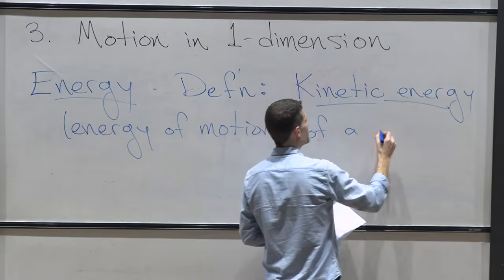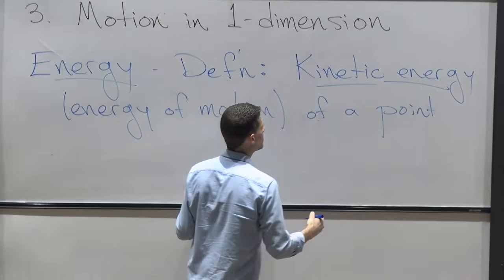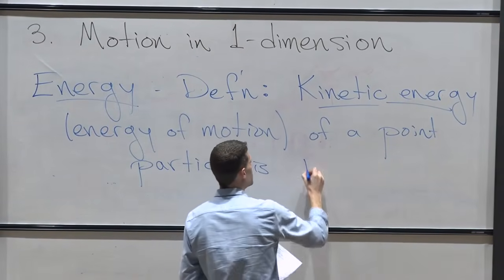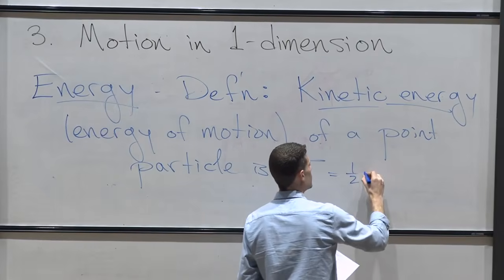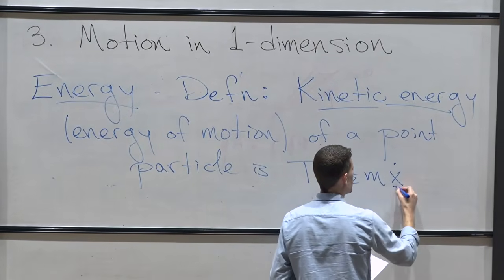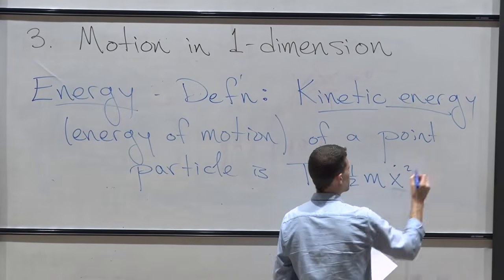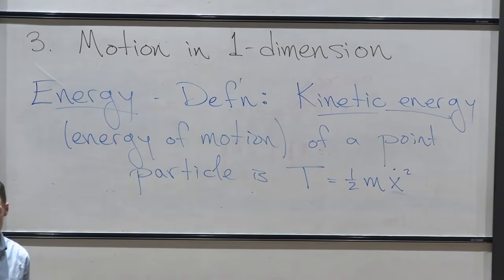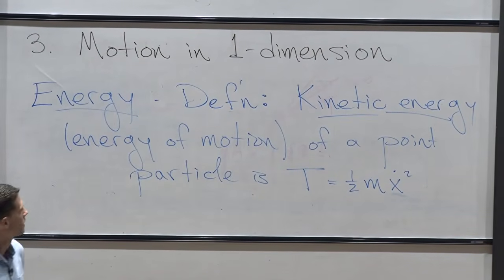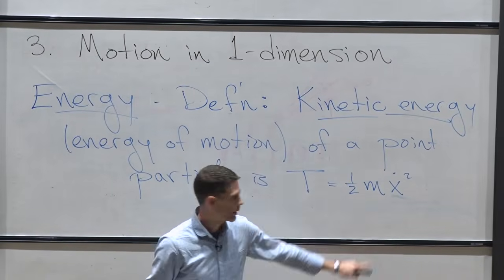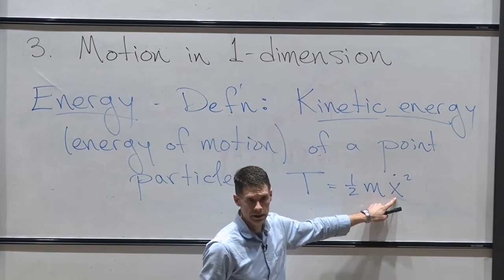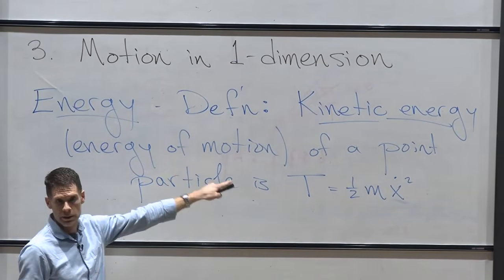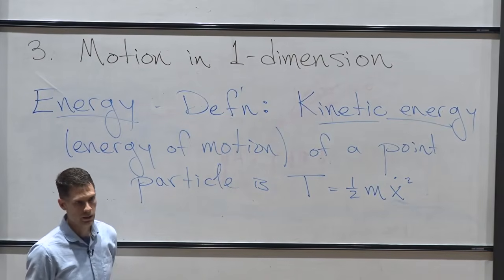Kinetic energy of a point particle. Because I'm in one dimension, I'm not going to have vectors for a bit. So x is just a single component in the one dimension. It's 1/2 m times x dot squared. So x dot is the velocity, squared, times the mass times 1/2. Energy of motion, that's clear because if I have no motion, x dot is 0, I have no kinetic energy.